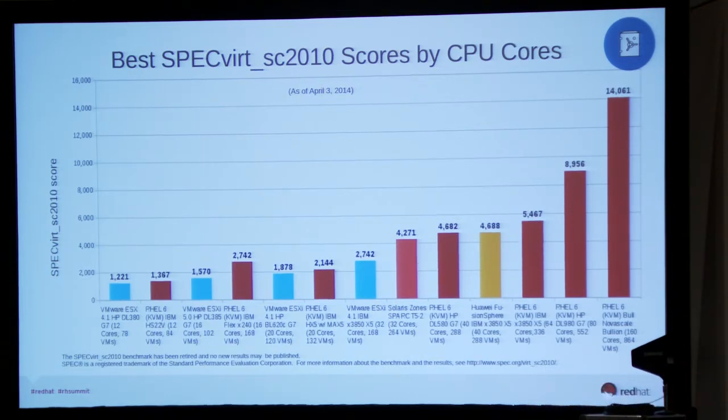You can see the red bars, and that's either RHEV or RHEL with KVM. Red Hat also has the only 8 and 16 socket results, so you can see that we perform as well as scale. KVM supports the largest virtual machine of any of the hypervisors. We support 160 virtual CPUs and up to 4,000 gigabytes of memory in a single VM. And new with RHEL 7, we support up to 32 assigned devices.